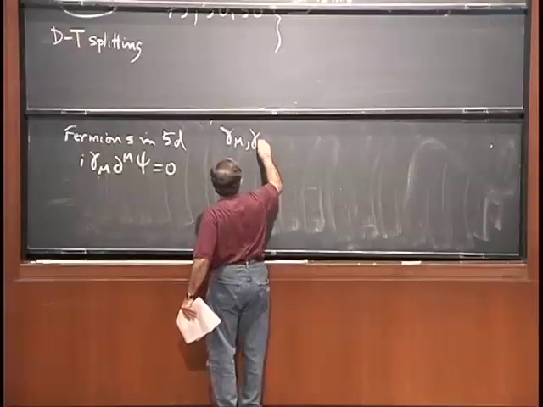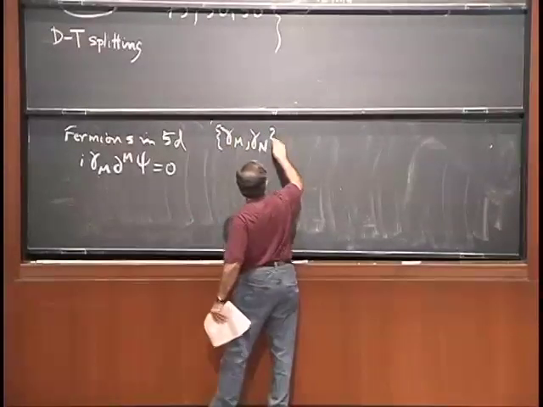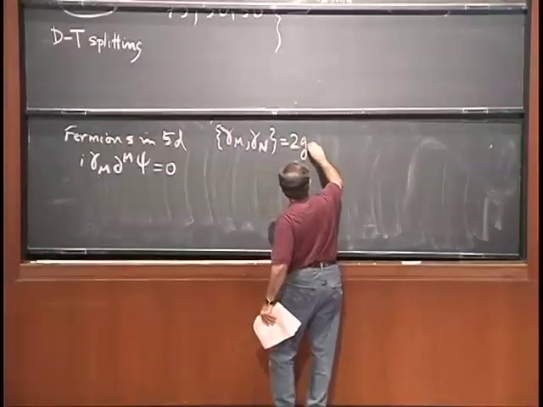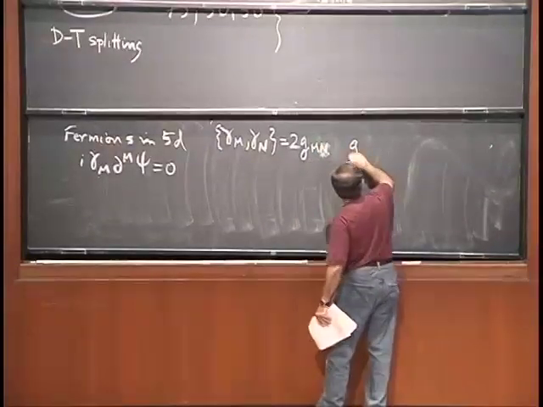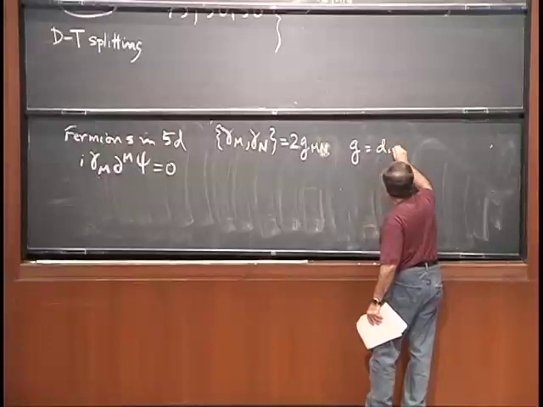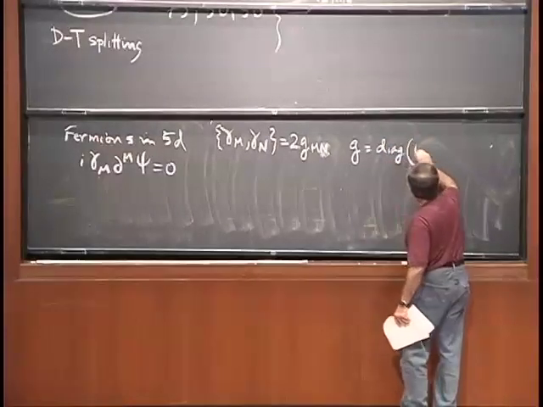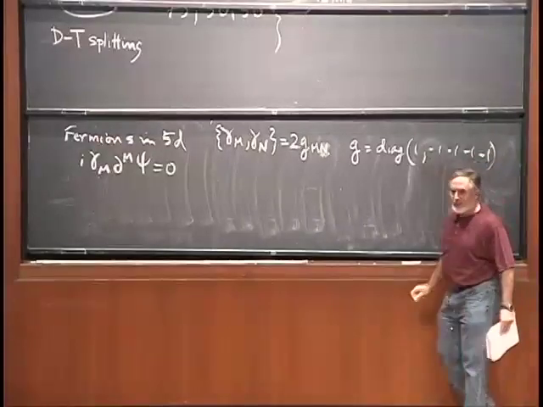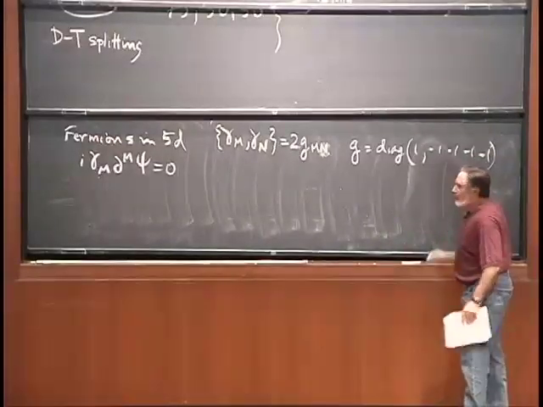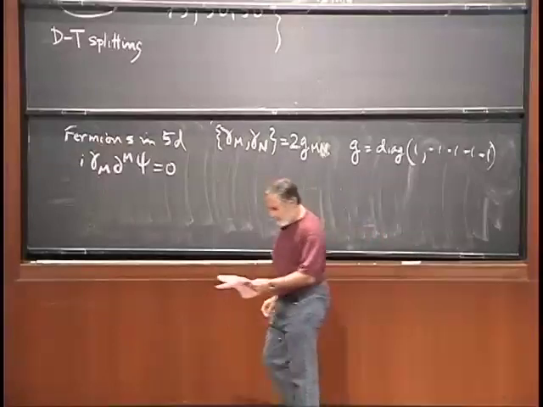In 5 dimensions, the algebra they satisfy is given by this, where G is a matrix in my notation, with a time component and 4 spatial components: plus, minus, minus, minus, minus.